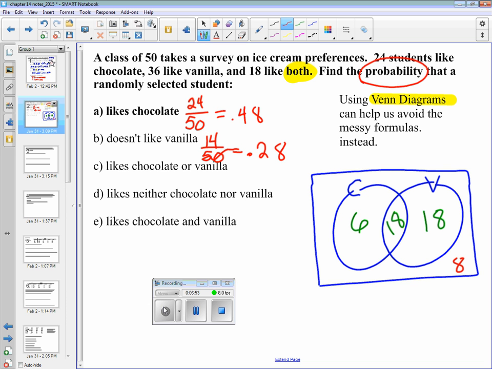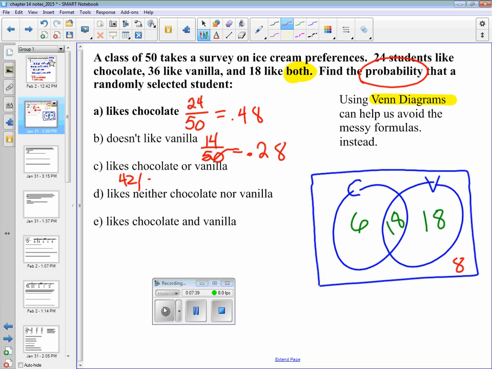Likes chocolate or vanilla. If I'm looking at the or, normally we would do this using the or formula. And I can show you how to do that the other way as well. But with the Venn diagram, if I have it already made, what am I adding together? The 6, the 18, and the 18. The chocolate or vanilla means everything on the inside of the circles in terms of the picture. Okay? So 6 plus 18 plus 18 divided by 50, and I should get 42 out of 50. Okay. I would like to look at that a little differently using the formulas.